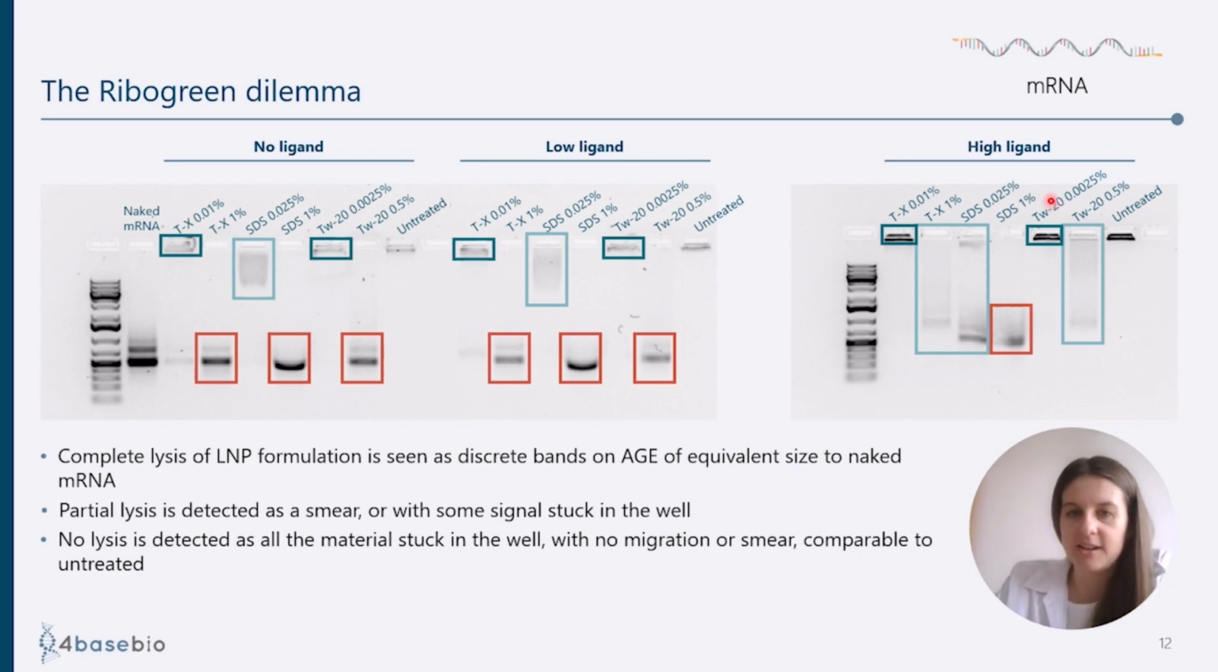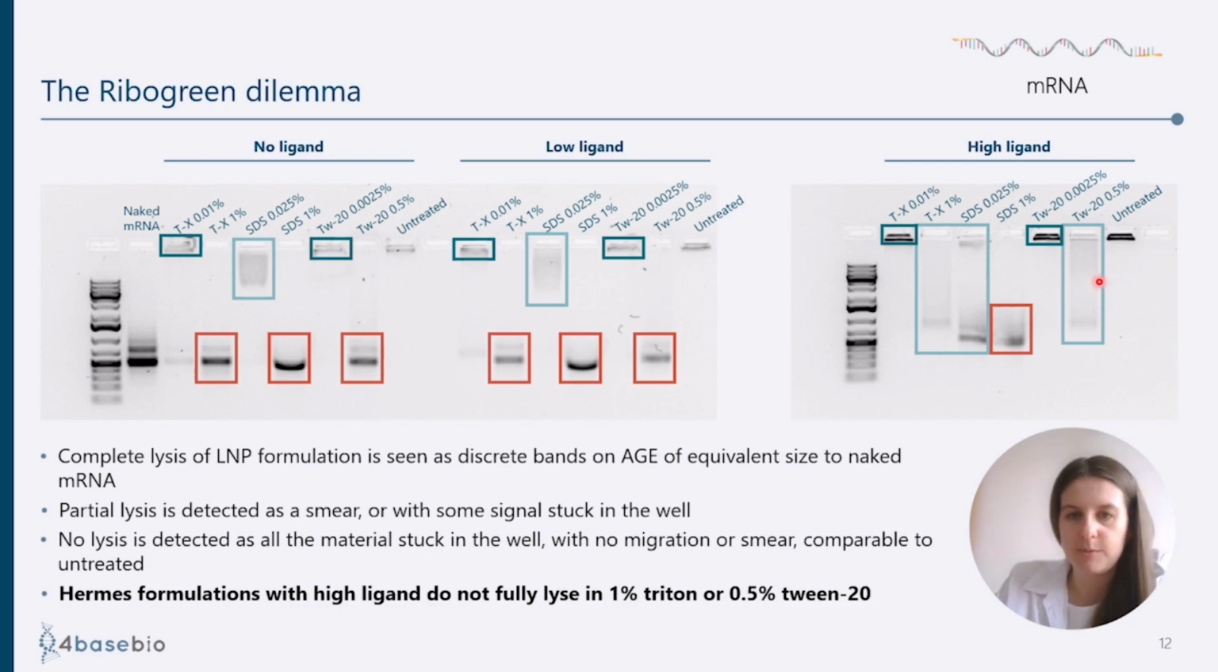At 0.25% with the high ligand, it actually works a little bit better, but you can see there is still some smear. So this has always posed an issue for us with our specific formulations, and we can never truly trust which formulations are going to lyse without actually running a gel or seeing strange results and then having to retrospectively confirm what was happening, which in day-to-day R&D when you're screening lots of formulations is really complicated.